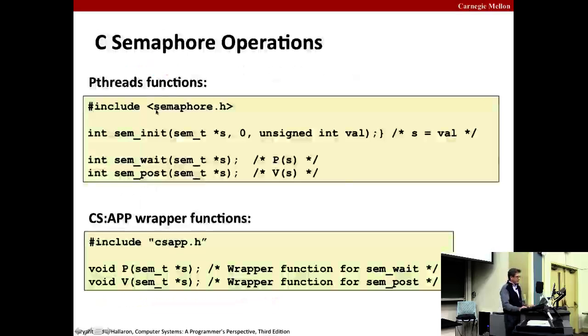The P and V operations are provided by Pthreads in the form of 3 functions. There's a sem_init function, which initializes the semaphore to some value. Semaphores can be initialized to any value greater than or equal to 0. sem_wait is the P operation, and sem_post is the V operation. And because I'm old school, I provide wrapper functions for those in your csapp.h file called P and V. It's also more compact too.